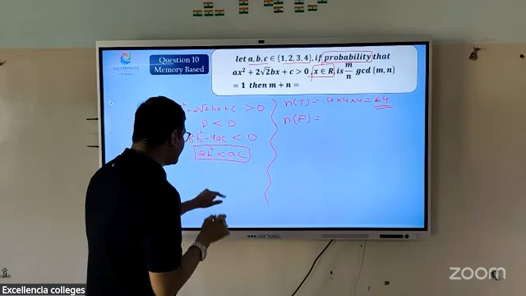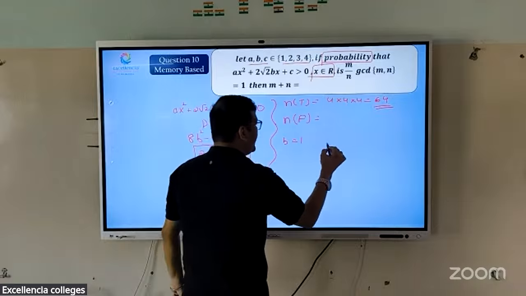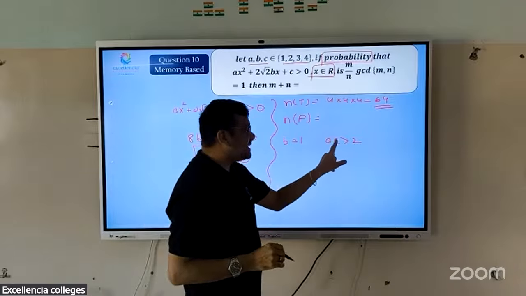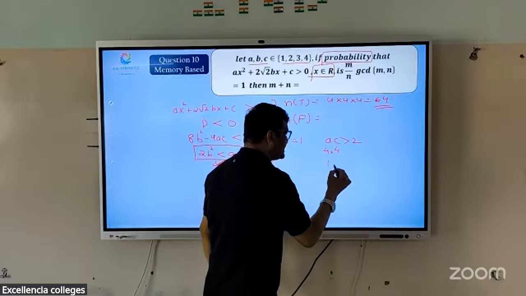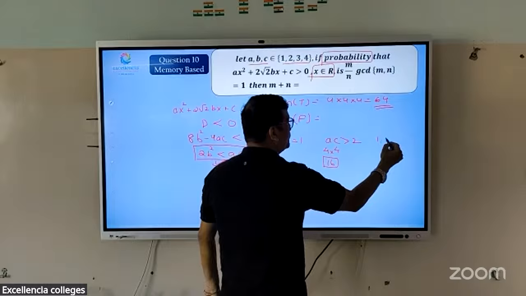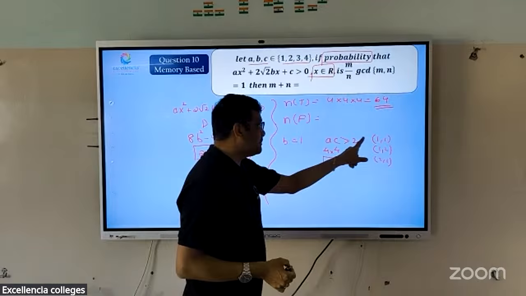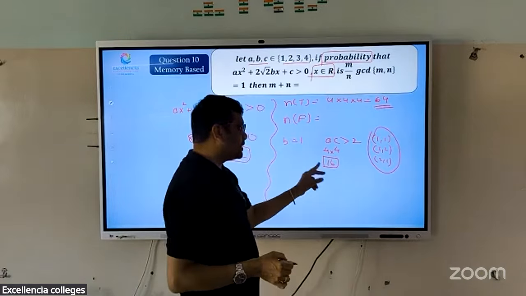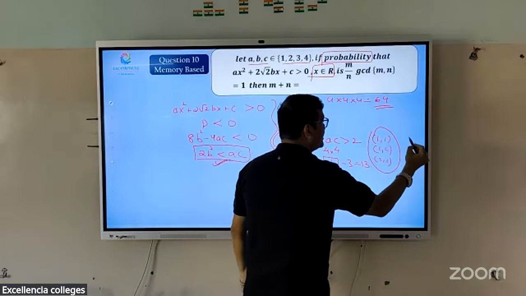So I put them one by one. This is the favorable condition. When B is equal to 1, AC is greater than 2. A and C can take 4 times 4, that is 16 ways. The ways with AC at most 2 are (1,1), (1,2), (2,1). Greater than 2 I want, so 16 minus 3, that is 13. So B equal to 1 gives me 13 cases.